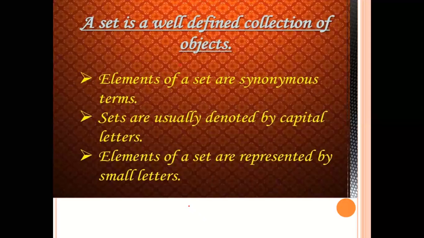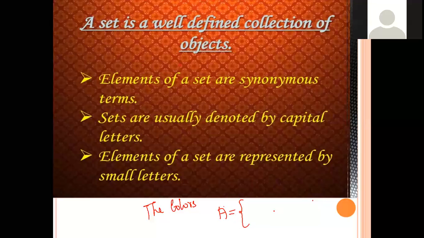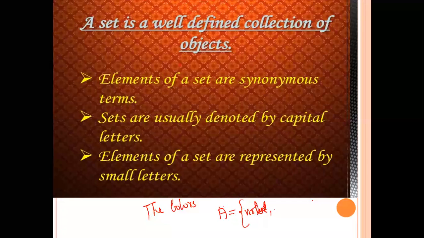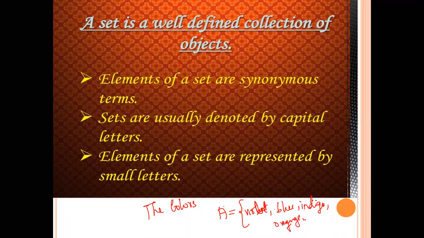ಅಂದ್ರೆ ಈಗ ನಾನು ಹೇಳ್ಬೇಕಂದ್ರೆ, suppose if I say the colors in the rainbow and I want to write it inside a set, for that I need a notation. Just like each of you has a name, in order to denote a set we use capital letters. So I can write it as A is equal to, I'll put a flower bracket and I'll write the elements, write the colors. So violet, blue, indigo, orange, red, yellow.